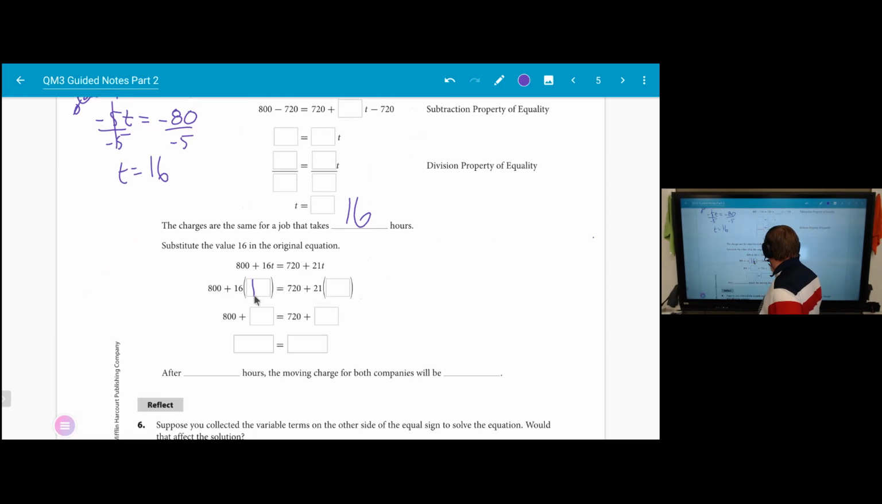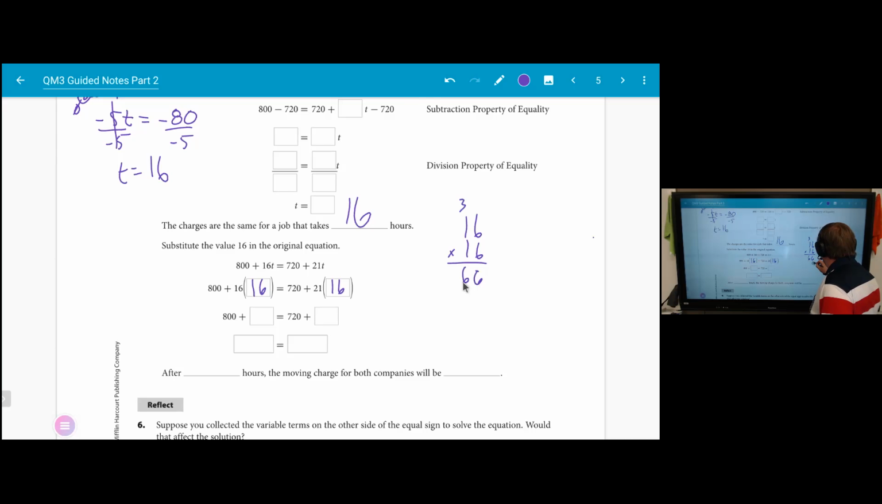Let's go ahead and do this here. We've got 16 that we're plugging in for T. We got 16 times 16 or 21 times 16. Let's go ahead, I'm going to do that right over here. 16 times 16. 6 times 6, 36. Got a 0 here because I'm starting in the 10 spot. 1 times 6 is 6. 1 times 1 is 1. This is 200. And what did I just do? I wrote the wrong number down. 256. So that would give me a total of 1,056.